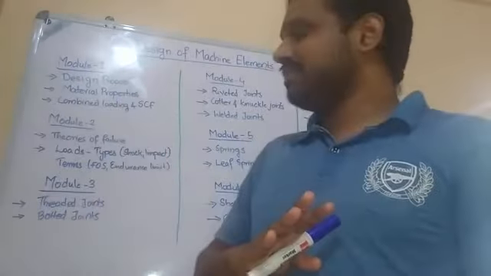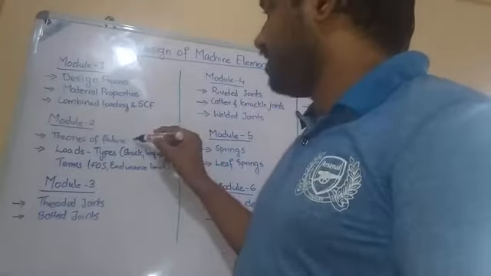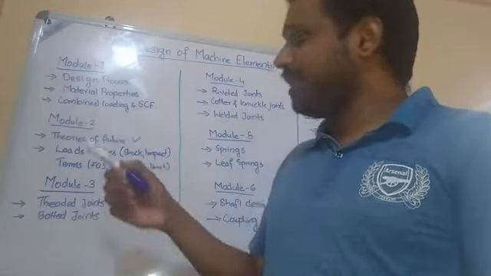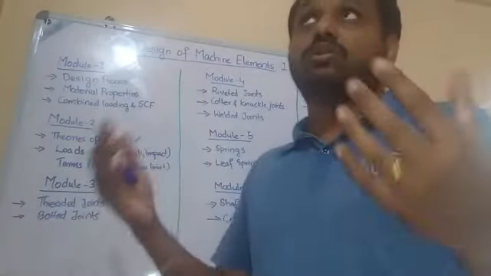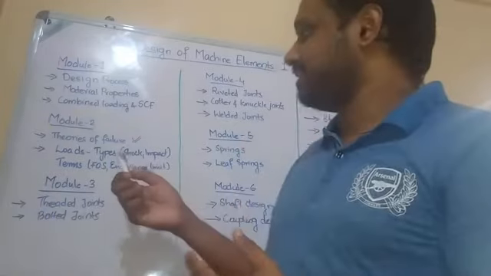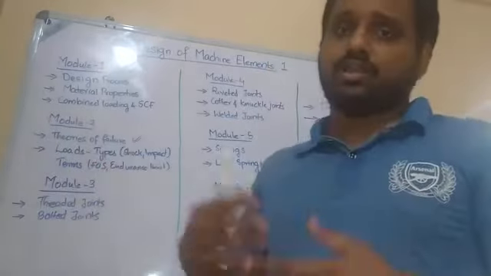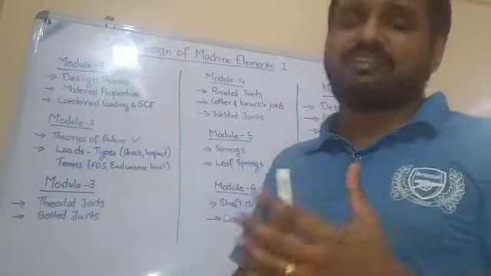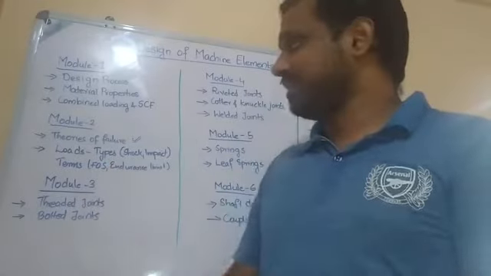The second module is another major thing, theories of failure. How a material can fail. Okay, so there are some theories regarding that, in what all conditions a material can fail. So there are some basic equations regarding that. Here also the second part is about shock, impact, loadings, all these things. The factor of safety, endurance limit, all such factors come into the picture, and we need to do some problems regarding all these things.